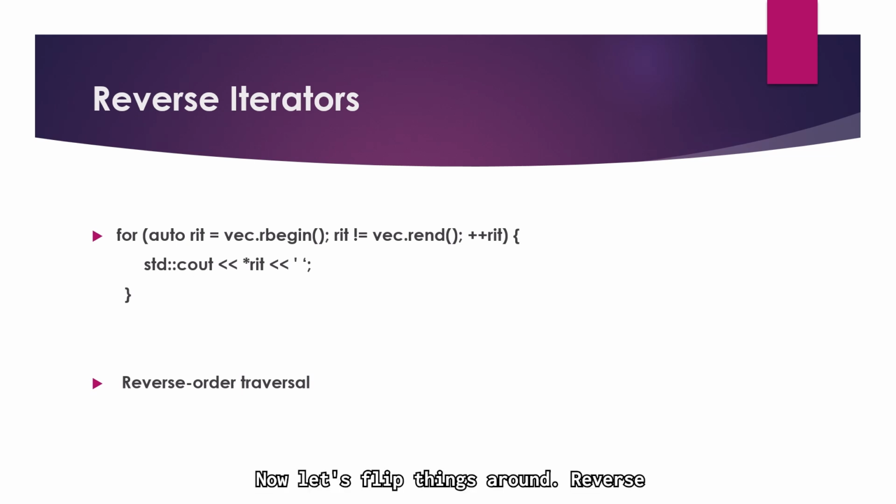Now let's flip things around. Reverse iterators allow us to iterate from the end of the vector to the beginning using rbegin and rend. They are extremely handy for problems like finding the last occurrences of an element or when processing data in reverse order. Just remember rbegin points to the last element and rend points to one before the first. Like regular iterators, reverse iterators also work well with STL algorithms.